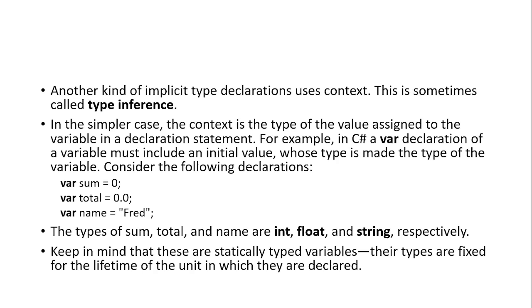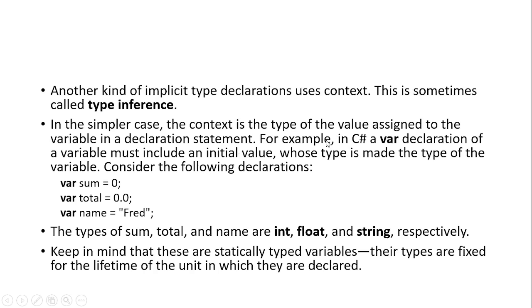Another kind of implicit type declaration uses context. This is sometimes called type inference. Depending on the context, you can infer the type of particular variables. In the simpler case, the context is the type of the value assigned to the variable in a declaration statement.